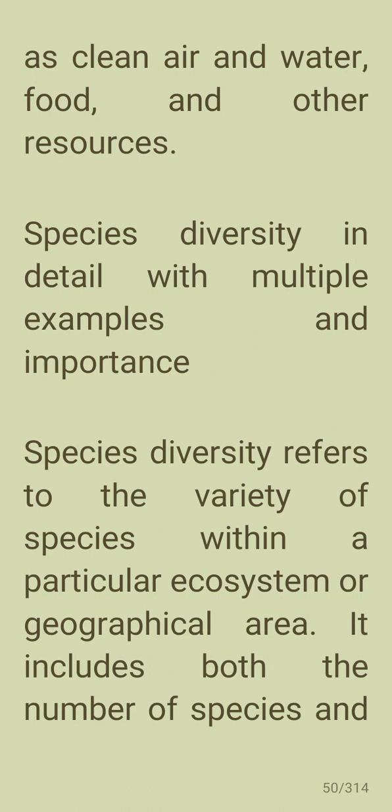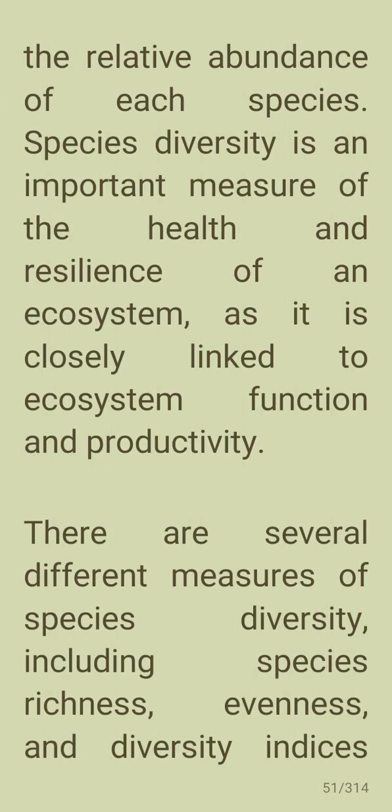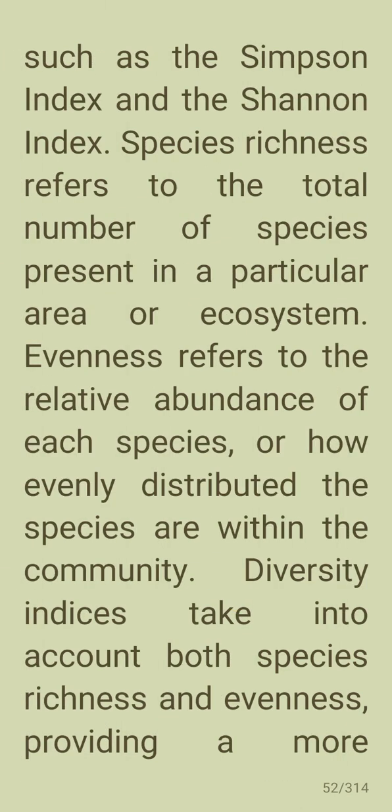Species diversity in detail. Species diversity refers to the variety of species within a particular ecosystem or geographical area. It includes both the number of species and the relative abundance of each species. Species diversity is an important measure of the health and resilience of an ecosystem as it is closely linked to the ecosystem function and productivity. There are several different measures of species diversity, including species richness, evenness, and diversity indexes such as Simpson Diversity Index and Shannon Index.